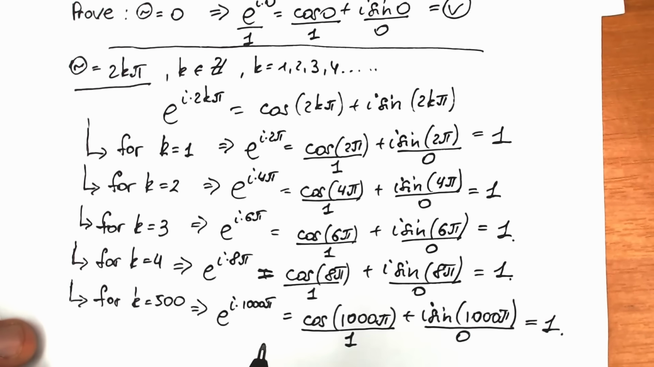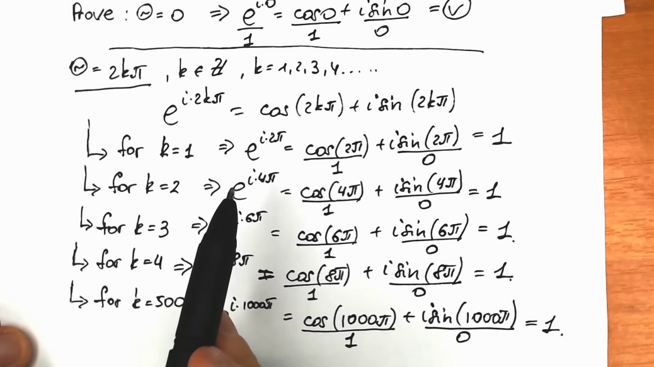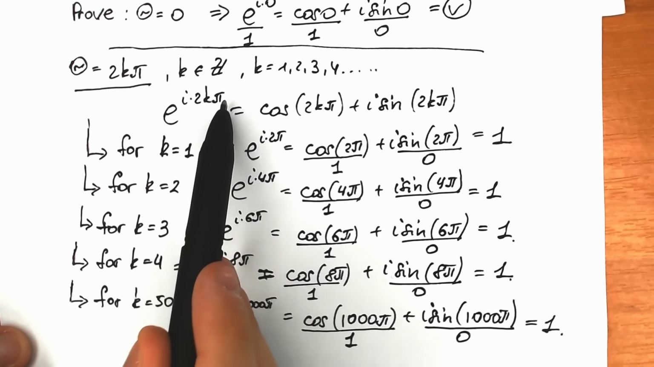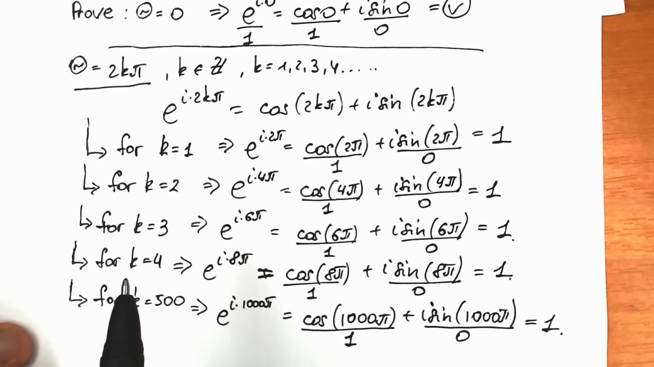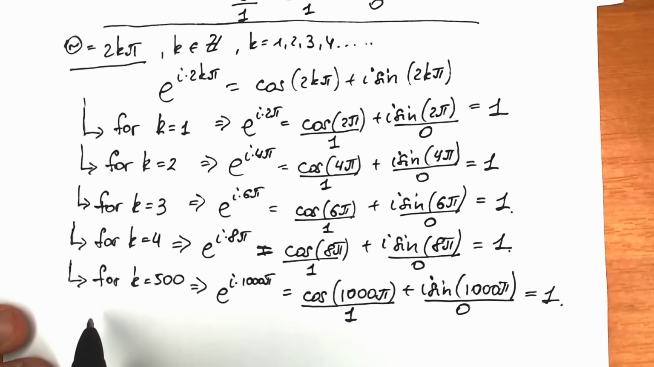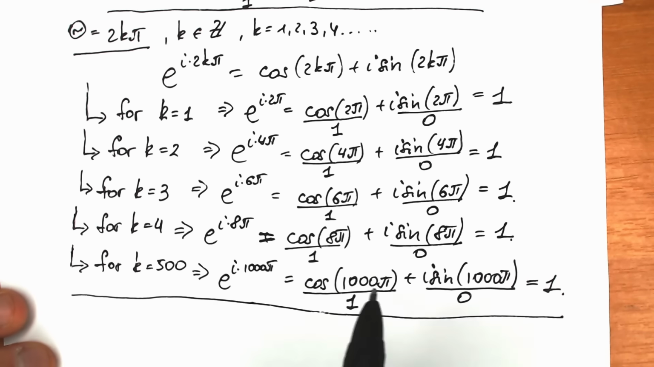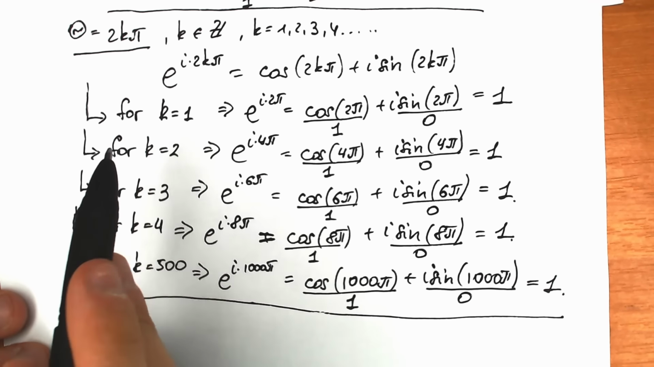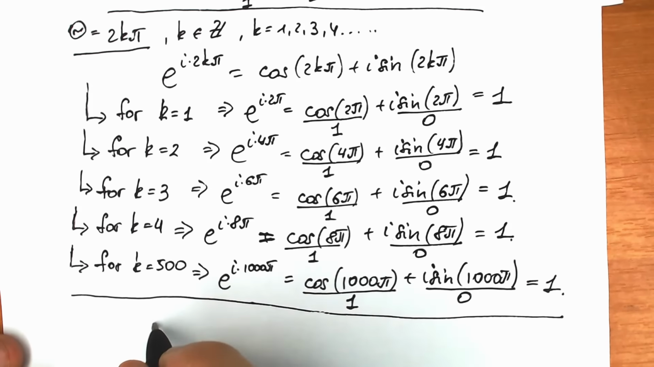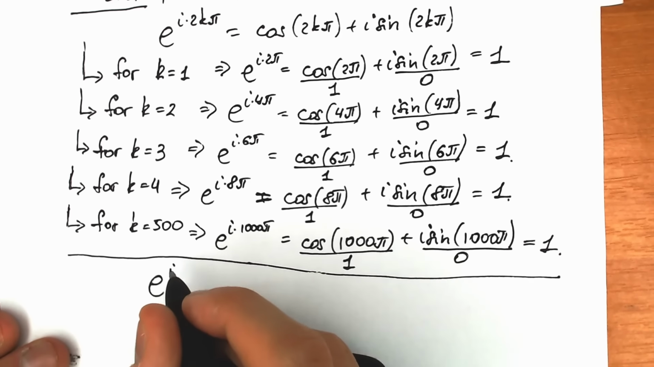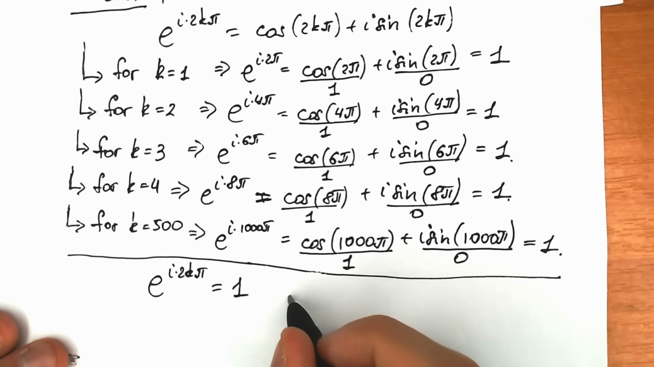So I hope you understand my thoughts. I hope you understand my approach. When k is an integer, this expression in Euler's identity is all the time equal to 1. Right now, let's write this general case right here. After these steps, after finding k equal to 1, 2, and 3, let's write our result. So e to the power i times 2kπ equals 1 when k is an integer.